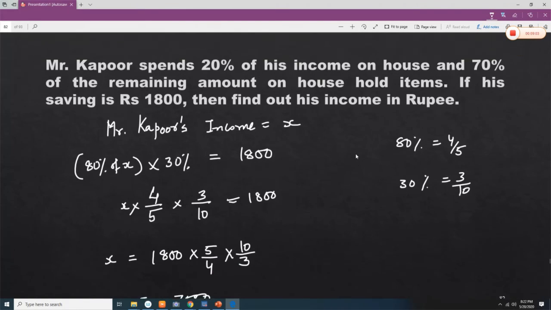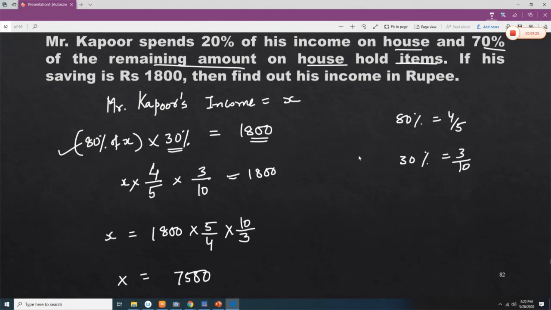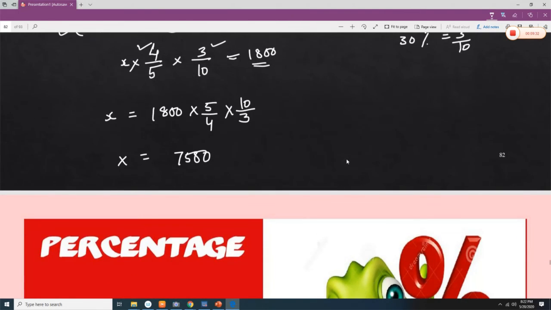Mr. Kapoor spends 20% of his income on house and 70% of the remaining amount on household items. So 20% of income he is spending on house. It means 80% he is still having, and 70% on the household items means 30% is saved, which is equal to 1800. 80% is equal to 4 over 5 multiplied by 3 over 10 and 1800. So when you simplify, X is going to be 7500.